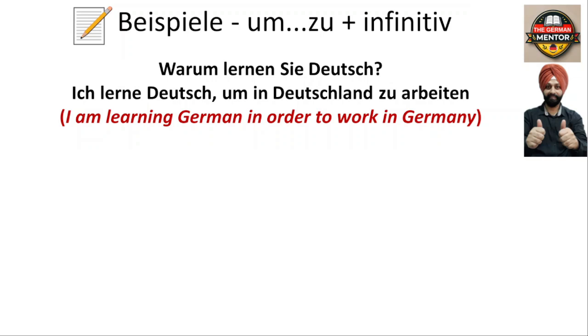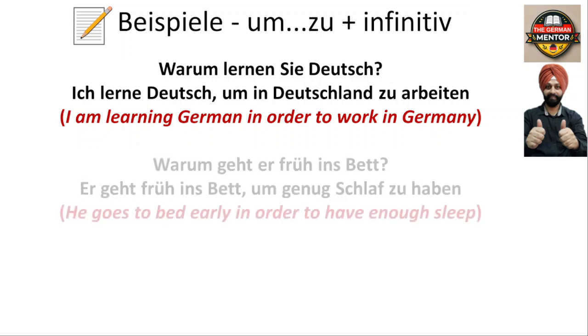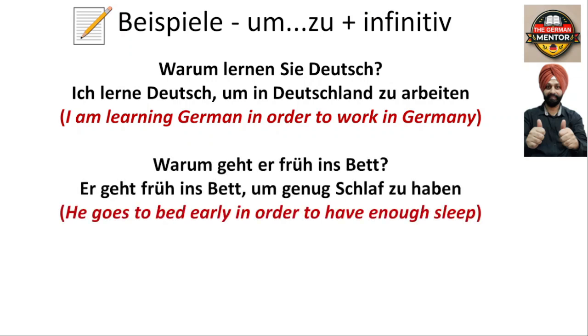So um zu comes in a subordinate clause when the question is asked with warum. And one point you also have to keep in your mind, the subordinate clause starts with um and zu plus infinitive comes at the extreme end. Okay, I hope that you have understood this example. The second example, warum geht er früh ins Bett? Er geht früh ins Bett, um genug Schlaf zu haben. He goes to bed early in order to have enough sleep.